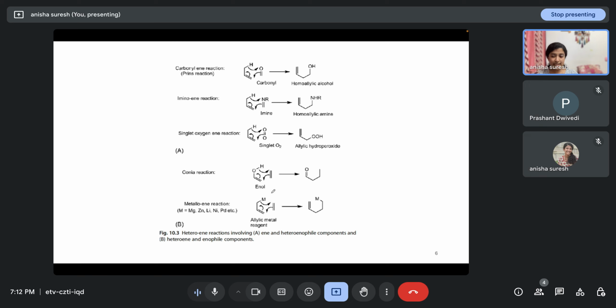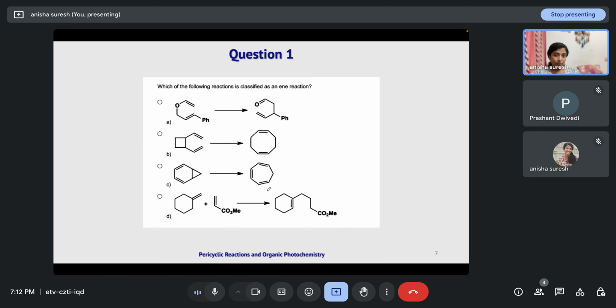So this was just a brief summary of some of the important points in ene reaction. Now coming to the question: which of the following reactions is classified as an ene reaction? Four different reactions have been given and they are asking which of the following reactions, that is either A, B, C or D, is an ene reaction. So please take a couple of minutes and find the right answer.